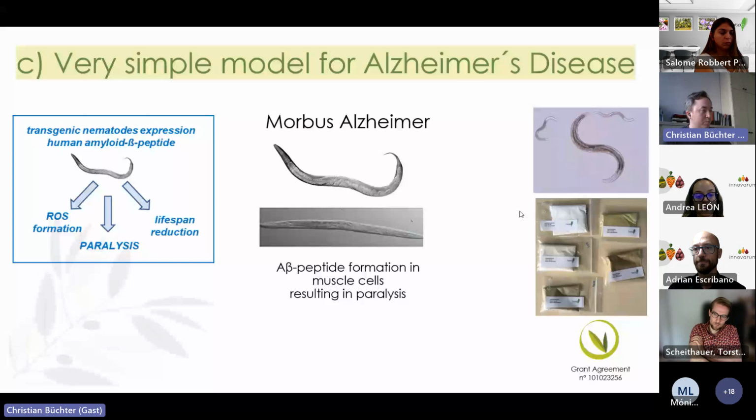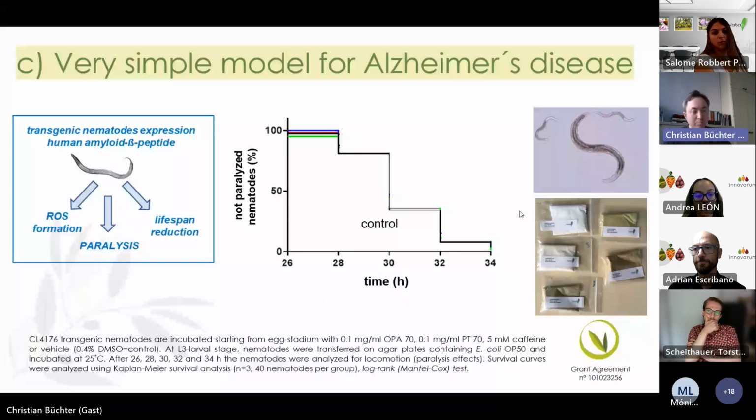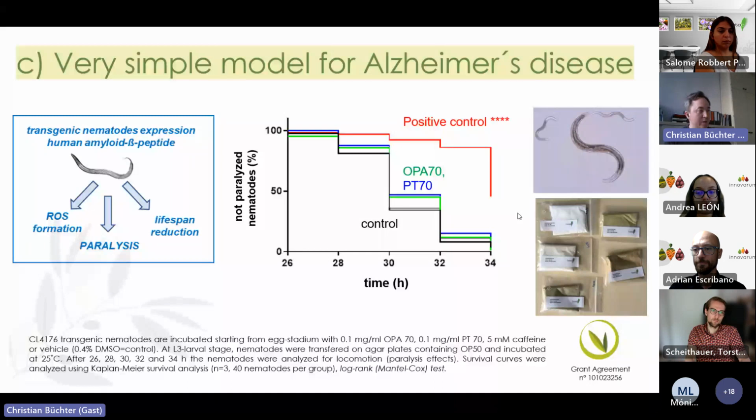As you can see here, within 8 hours after we start counting this, the animals are nearly completely paralyzed, or the amount of animals that is on the plates. And unfortunately, when we tested 2 extracts enriched in oleuropein, or what we have previously heard, the pentacyclic triterpenes, we only found a minor delay in the onset of the paralysis.